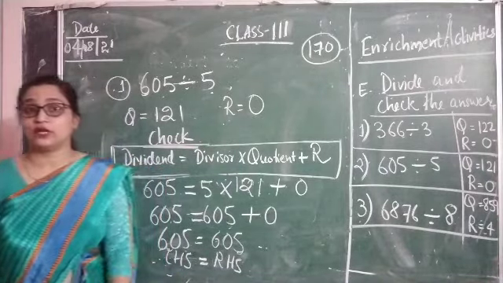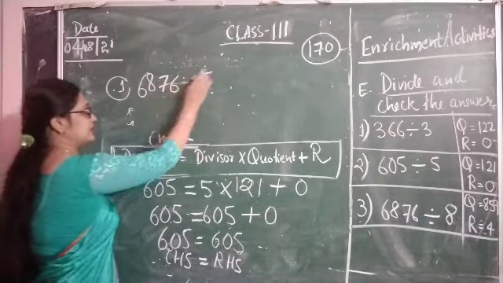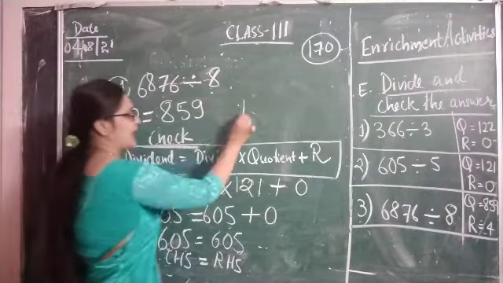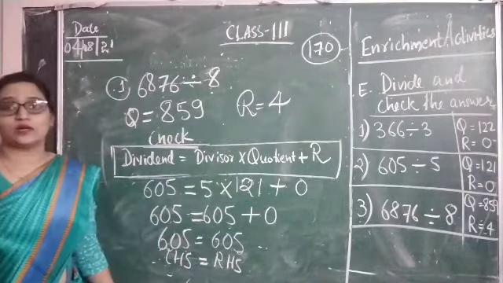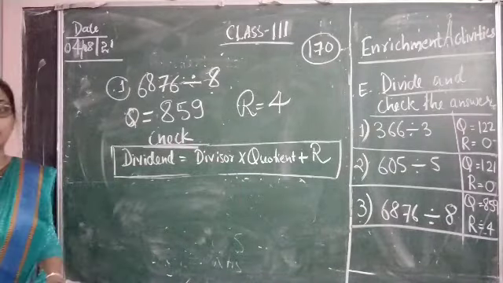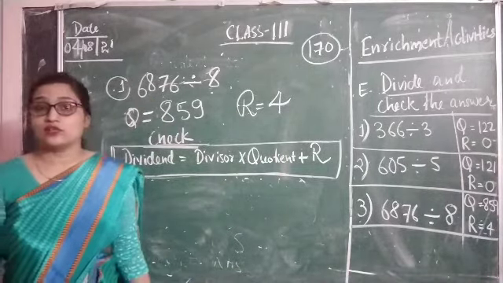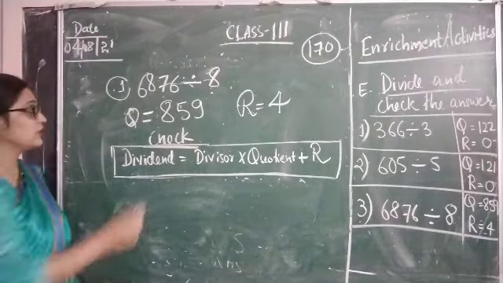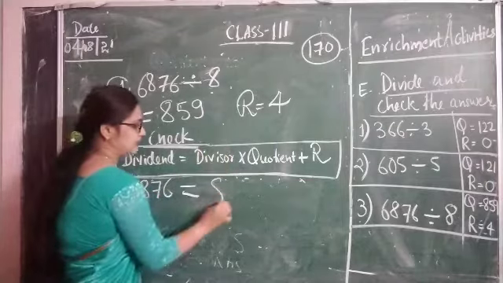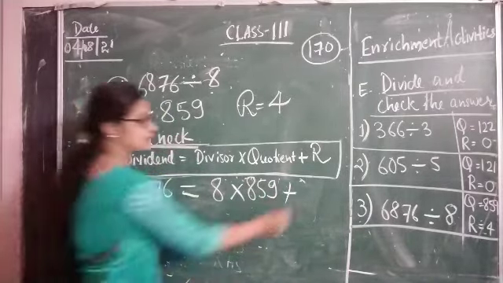Okay, so two questions we have done. Now the last is the third one. Third question is 6876 divided by 8, and the quotient that we got is 859 and remainder is 4. Okay, same steps we have to follow like the previous two questions. The formula we have written already: dividend equal to divisor into quotient plus remainder. Okay, just put the values from the question and the sums that we have done. Dividend 6876 equal to divisor is 8 into quotient is 859 plus remainder is 4.